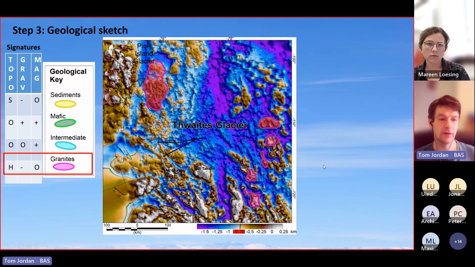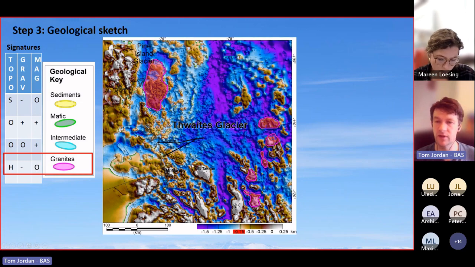So finally, the last of our geological bodies, these are granitic bodies. Acidic geochemistry, so they're relatively low density. And the reason we're interpreting them as granites is their high topography but negative gravity anomaly, and there's no clear magnetic signature associated with any of these bodies.